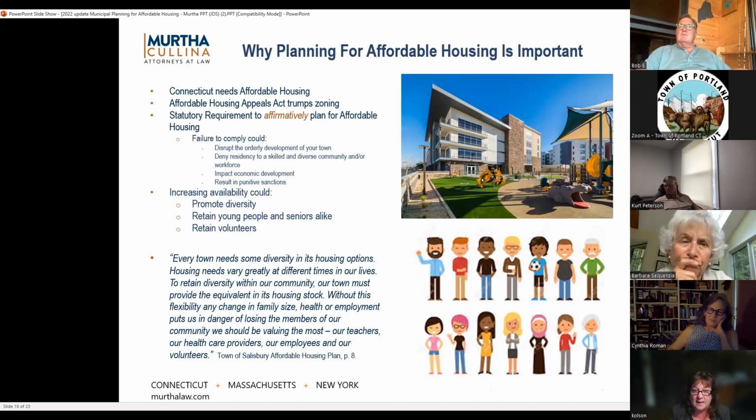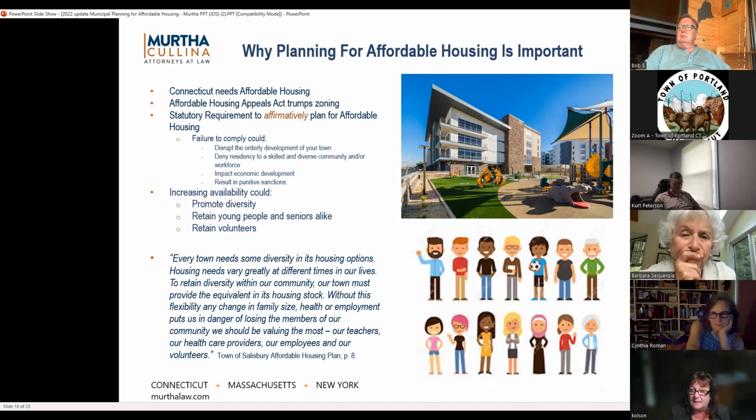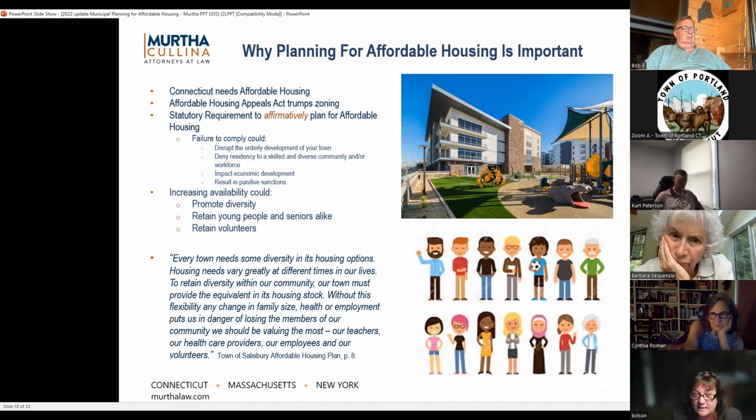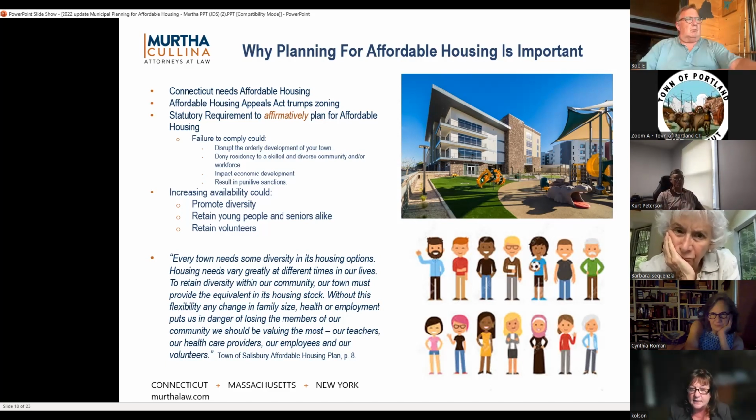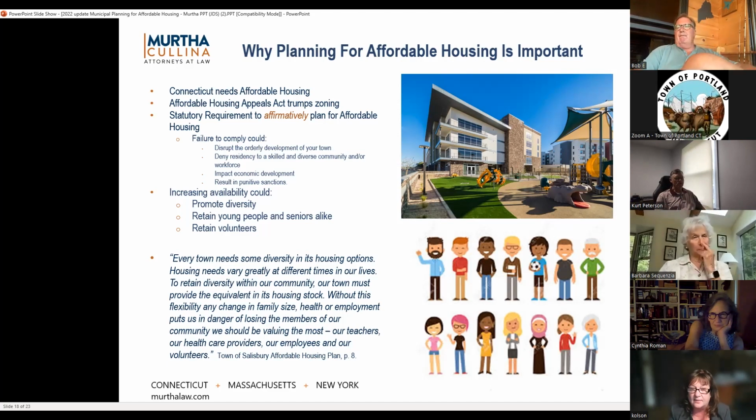Increasing affordable housing could promote diversity, retain young people and seniors, and retain volunteers. Now, I will tell you that one of the towns that I've worked with, rather than worrying about keeping their young people, they couldn't keep their older people because their older people on fixed incomes couldn't afford to continue living in their town. And there are tax incentives for elders. You can give them discounts and that kind of thing.